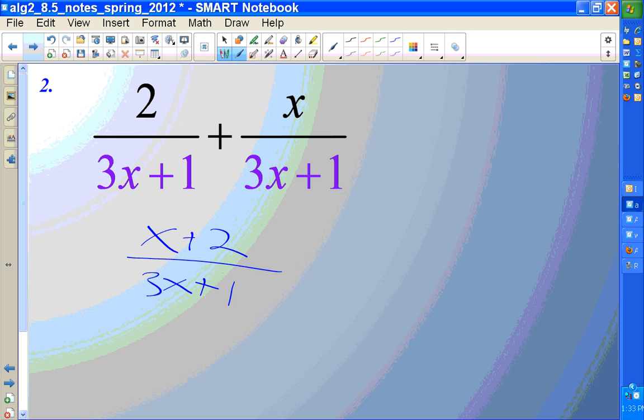Can I reduce? No. Why not? Because there's nothing in common here. We have plus signs, and there's no x plus 2 in the denominator. Jane, can we reduce these? Sure. What about the x and the x? They can cancel.